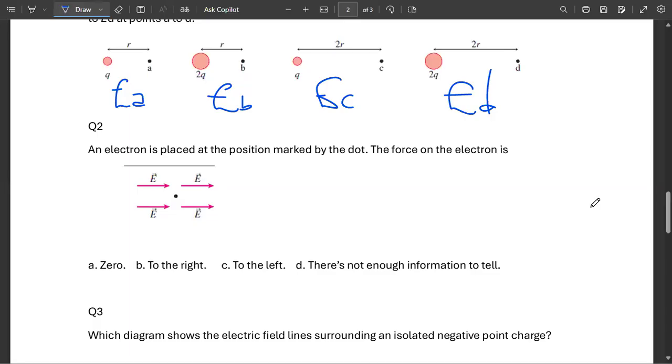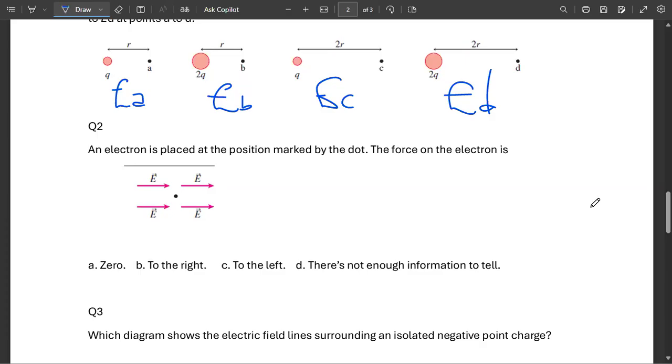Question 2 is saying an electron is placed at the position marked by the dot. The force on the electron is dash. Options: 1, A, 0, B, to the right, C, to the left, and D, there is not enough information to tell.